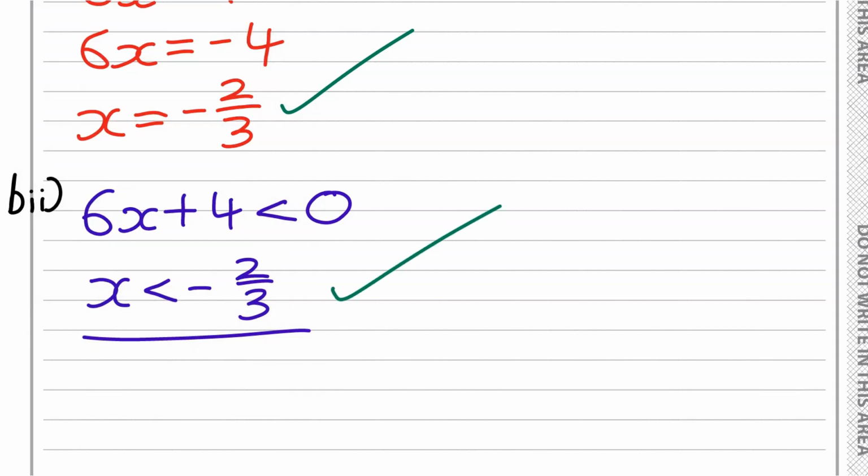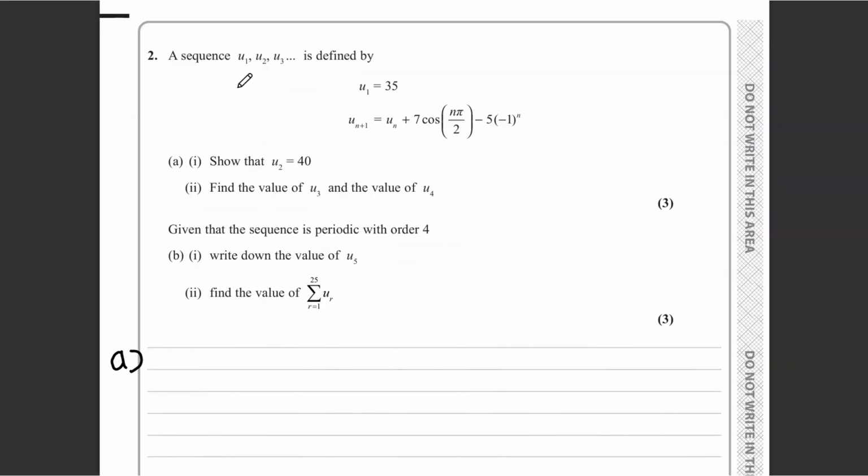Okay, so for question 2, we're told about a sequence that is defined by u1 is equal to 35 and u(n+1) is equal to un plus 7 cos(n pi over 2) minus 5 and then minus 1 to the power of n. And for the first part of A, we need to show that u2 is equal to 40.